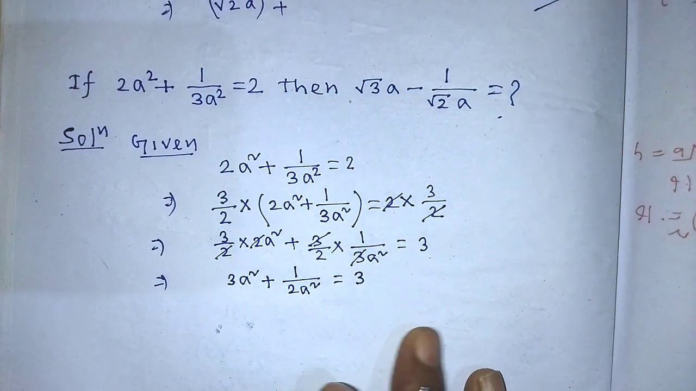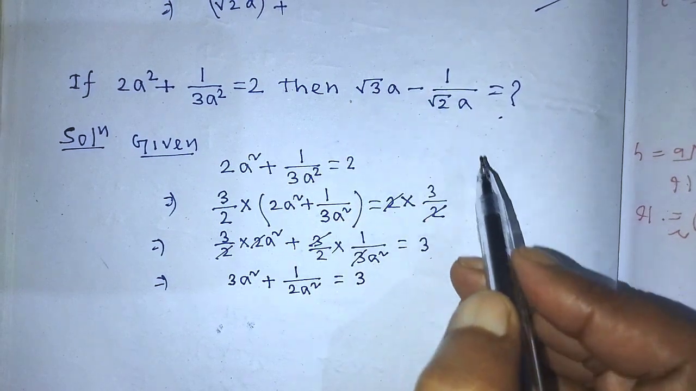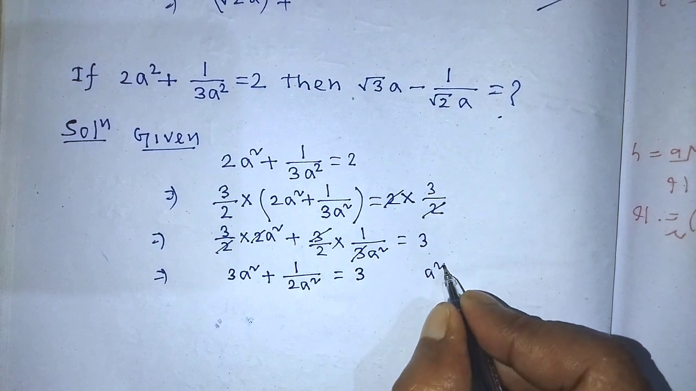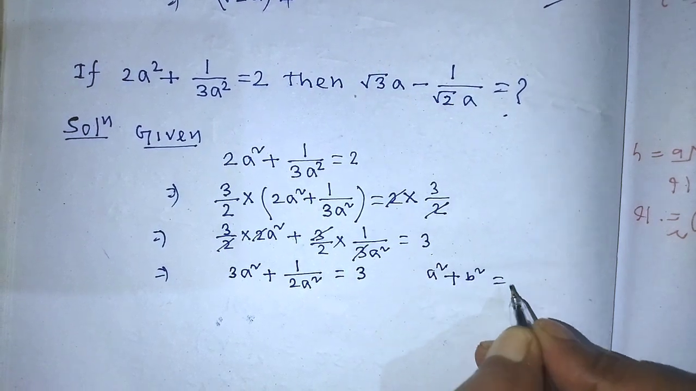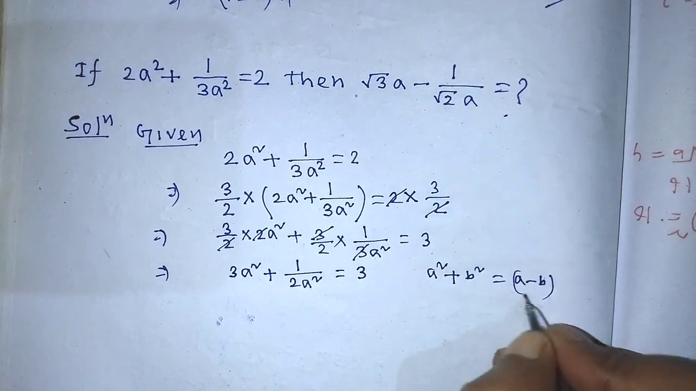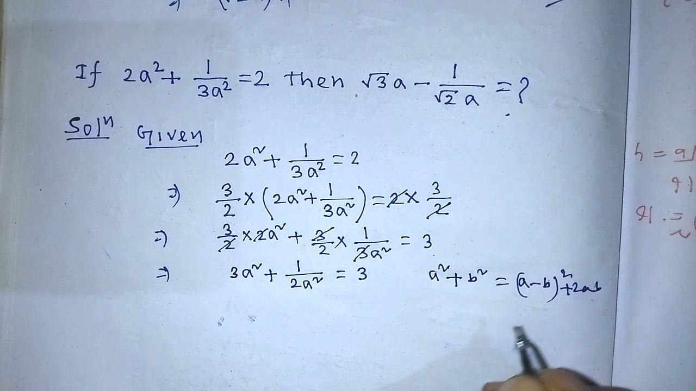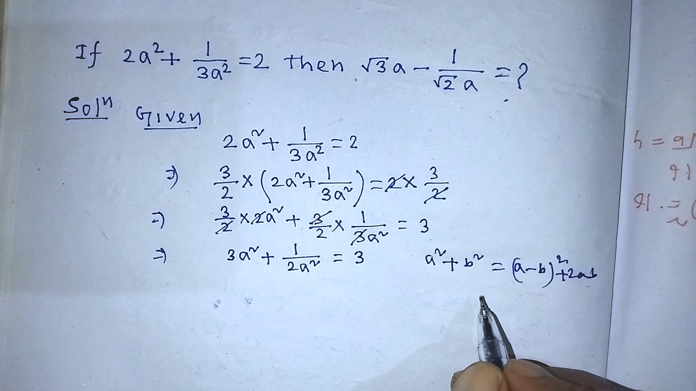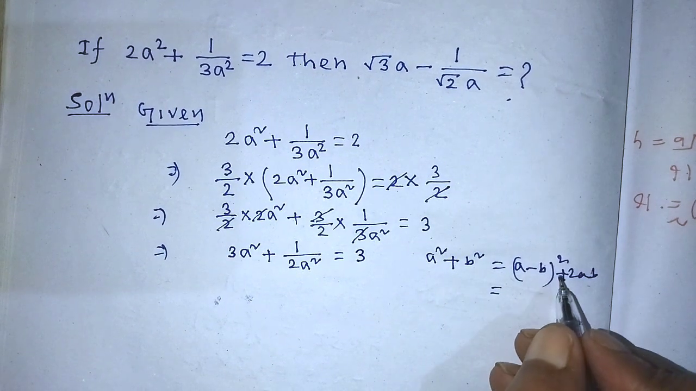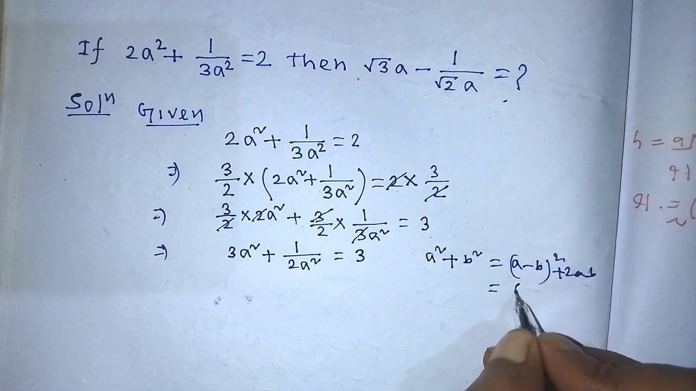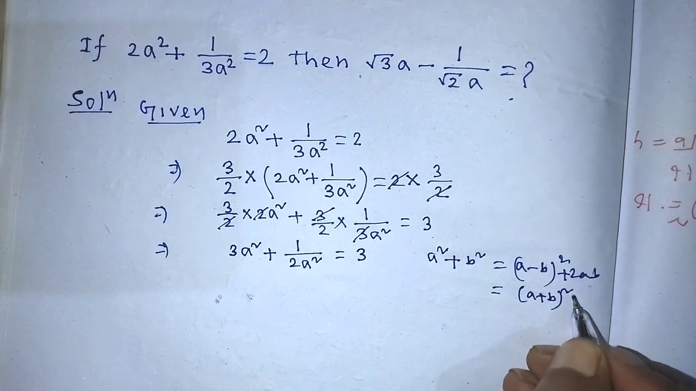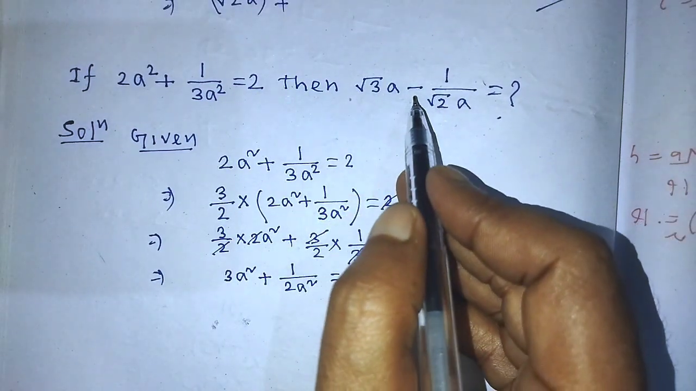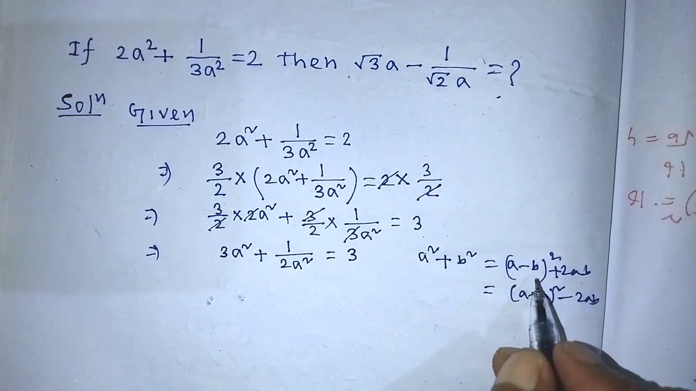So student, to find the value of this algebraic expression from this equation, we have to apply the formula a² + b² = (a − b)² + 2ab. Okay. So a² + b² has two formulas. One formula is (a − b)² + 2ab, and the second formula is (a + b)² − 2ab. But here we have a minus sign, so we have to apply the first formula.